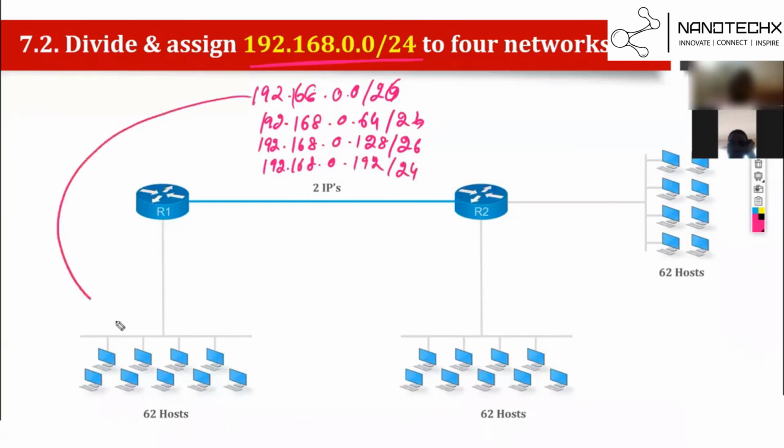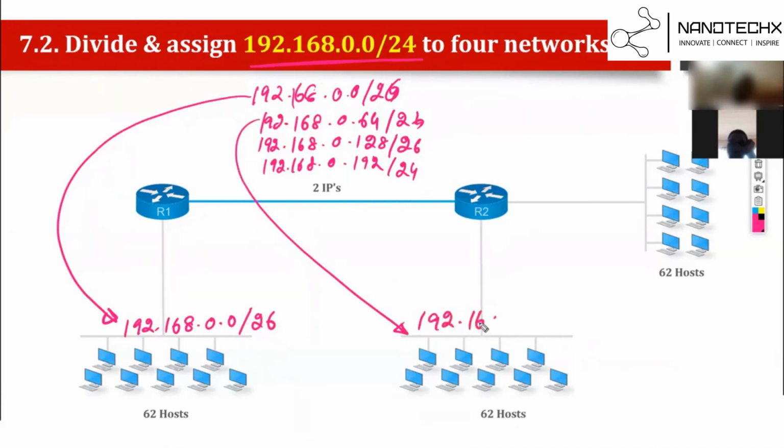So what do we do? We assign the first network to here. Even if you don't understand the calculation, no problem, just understand the logic from here. The first network we will give to this network: 192.168.0.0/26. The second network, let's assign to here: 192.168.0.64/26, and the third one will be .128/26.